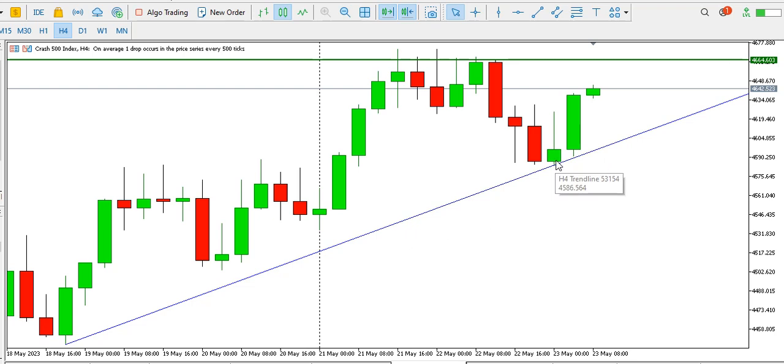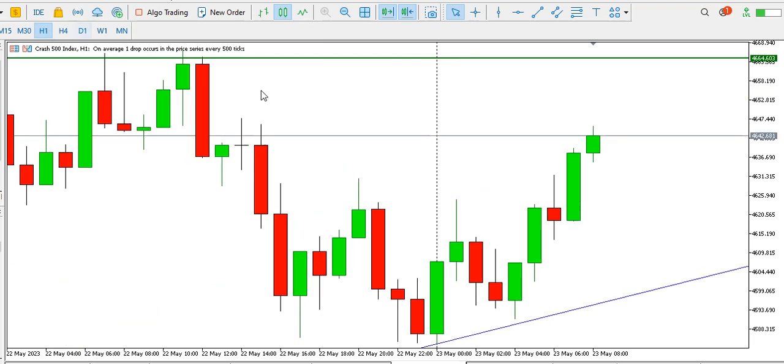Price is currently respecting the ascending trend line on the 4 hour time frame. Look at something like a Morning Star around here, and look at prices reacting to it, and approaching the top at the 4664 area. So you might consider buying Crash 500 index.